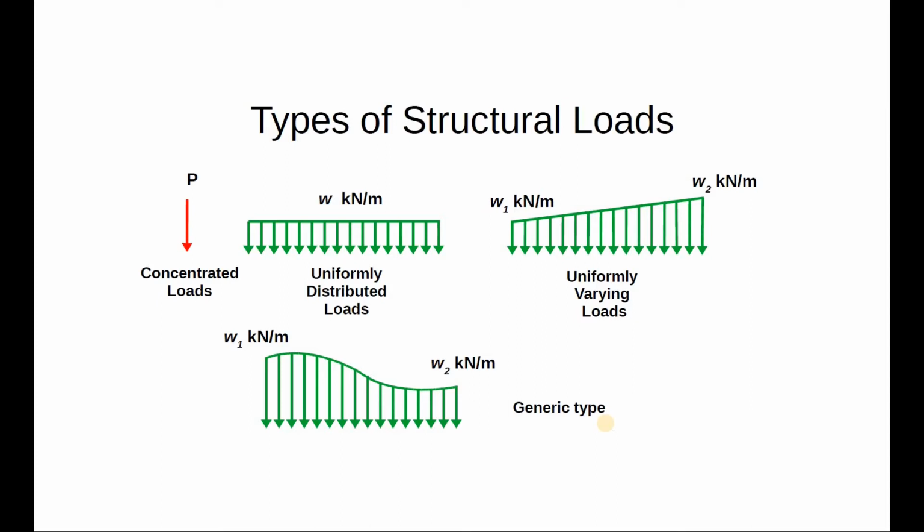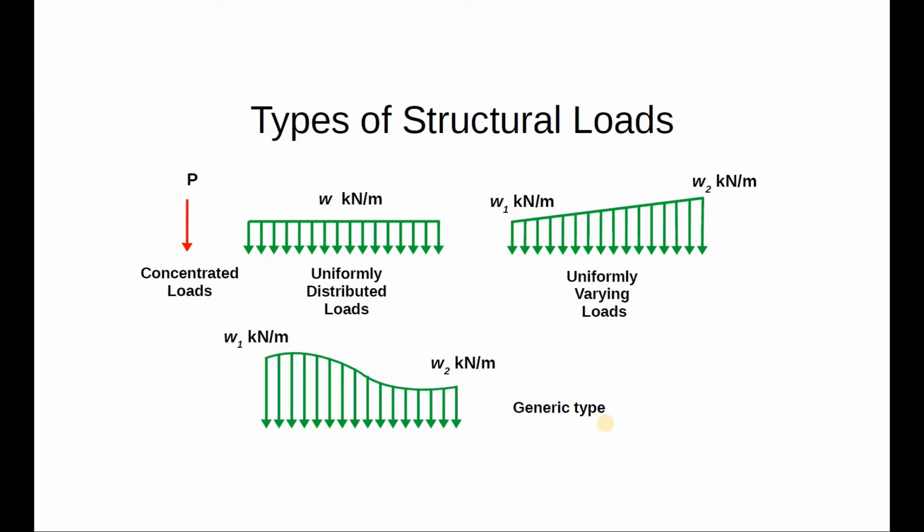To name a few, there are concentrated loads, self-weight, which is of dead load type, live load, snow load, wind load, earthquake load, impact load, etc. Each one of these loads fall under one or the other category, meaning they can be either of concentrated type or uniformly distributed type or uniformly varying type.